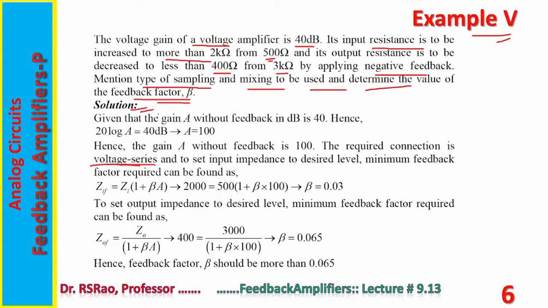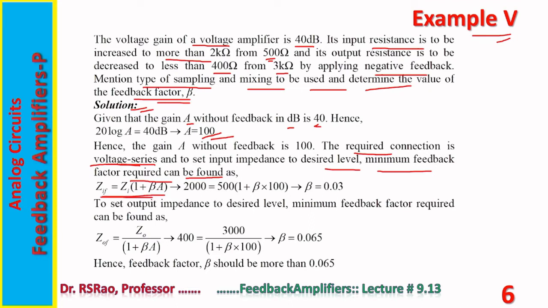Now the solution process. Given the gain A without feedback in dB as 40. So in absolute value, gain 40 dB is 100. A is 100. The required connection, as already mentioned, is voltage series, and to set the input impedance to the desired level, the minimum feedback factor required can be found as ZIF equal to ZI into 1 plus beta A. Using this relation, one can find it.